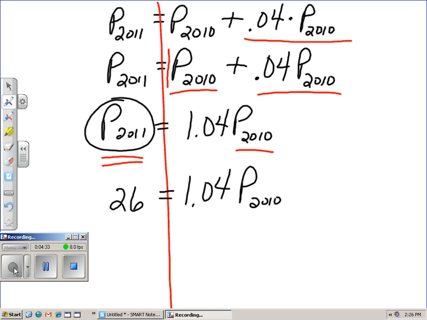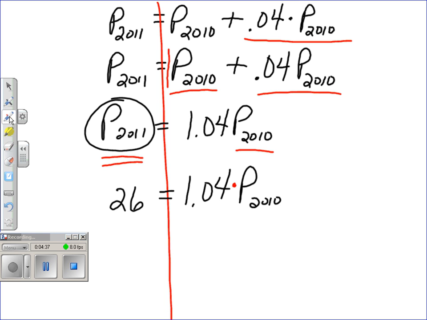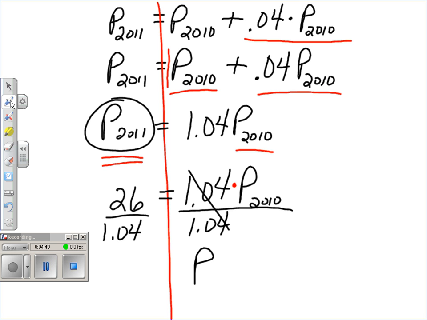I simply solve for P. Remember that we had that times dot in there that I took out. Well, remember that it's still there. How do I get rid of times 1.04? I divide by 1.04. Same thing over here. My 1.04 is canceled. I have my P alone. I'll put my label back on there. So the price for 2010, or the price last year, is going to be $25.50.